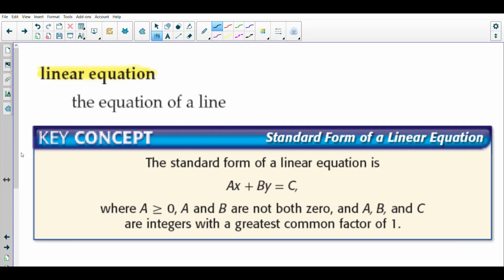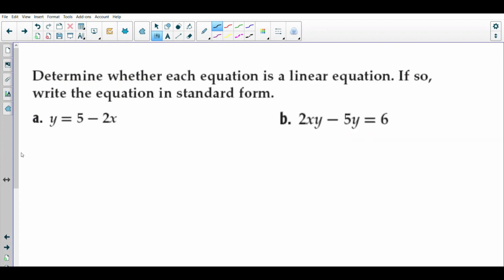So we try to simplify as much as possible. If they have a greatest common factor other than 1, we try to divide by that greatest common factor and reduce down to whatever we can get to. Okay, so determine whether each equation is a linear equation. Remember, we're looking for ax plus by is equal to c. All right, remember, a or b can be 0, but not both.